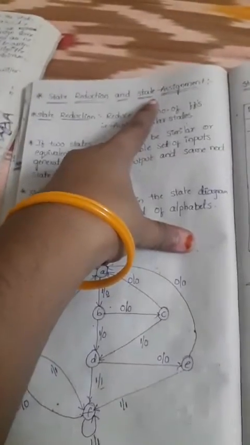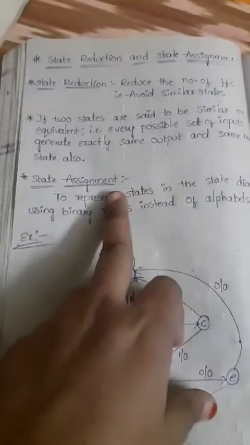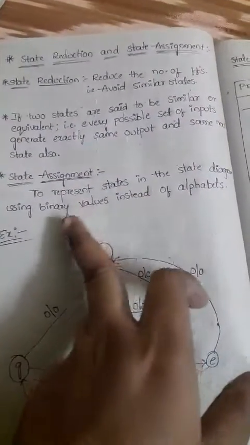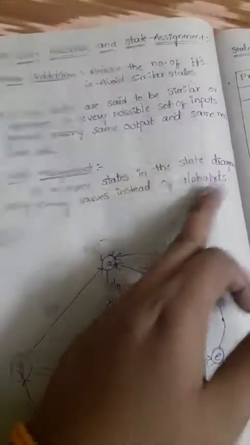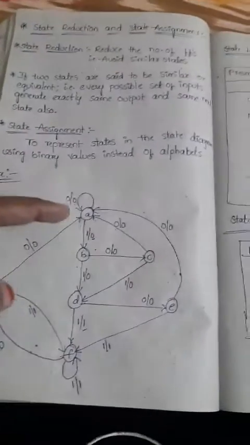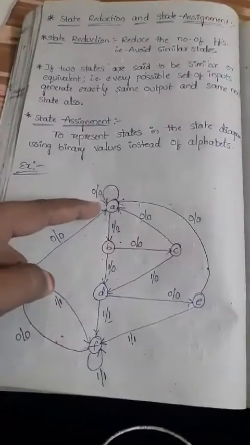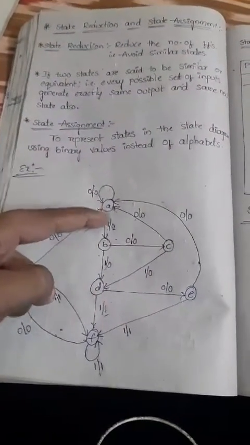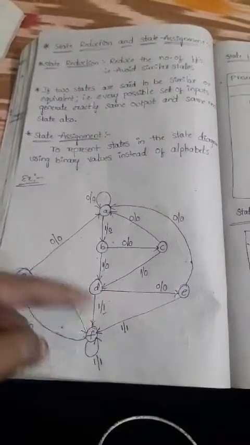Okay, so now we have to move on to the state assignment method. After finding the state reduction, then we'll go with the state assignment. What is meant by state assignment is to represent states in the state diagram using binary values instead of alphabets. Here we already have a state diagram, so each and every state can be represented as alphabets, right? So A, B, C, D, E, F, G, like that.